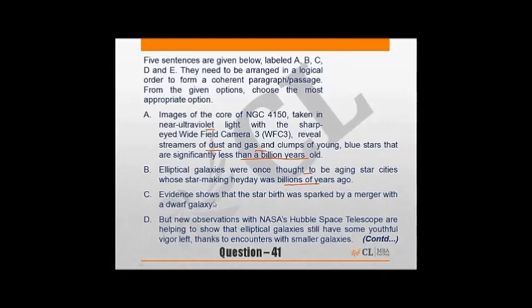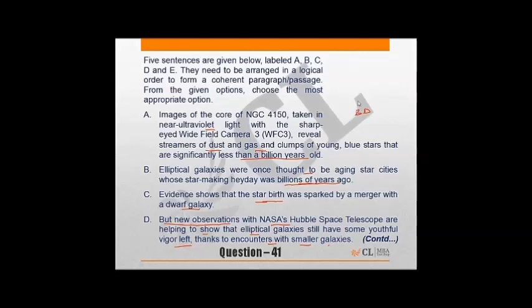Statement C. Evidence shows that star birth was sparked by a merger with a dwarf galaxy. Statement D. But new observations with NASA's Hubble telescope are helping to show that elliptical galaxies still have some youthful vigor left thanks to encounters with smaller galaxies. It appears to me that B and D should be connected. Elliptical galaxies were thought to be aging stars whose star-making heyday was a billion years ago, but new observations. B and D appear to be connected. Let's come back to it later.